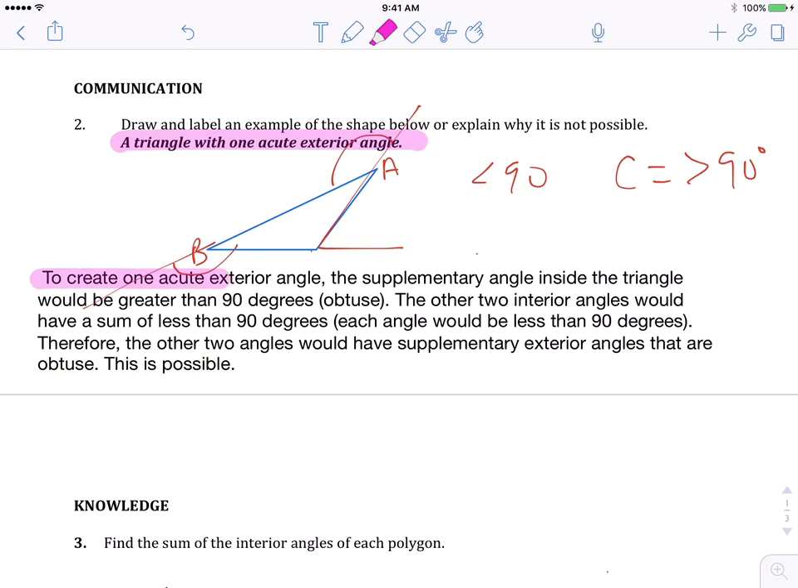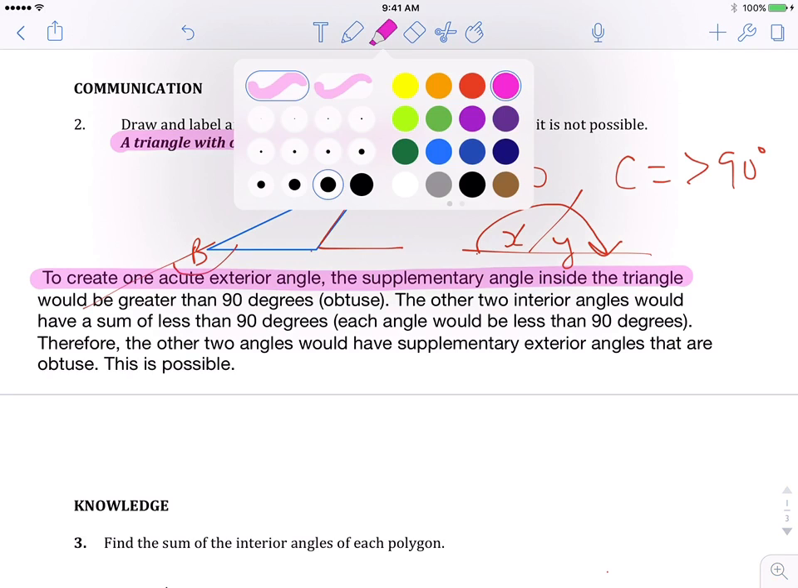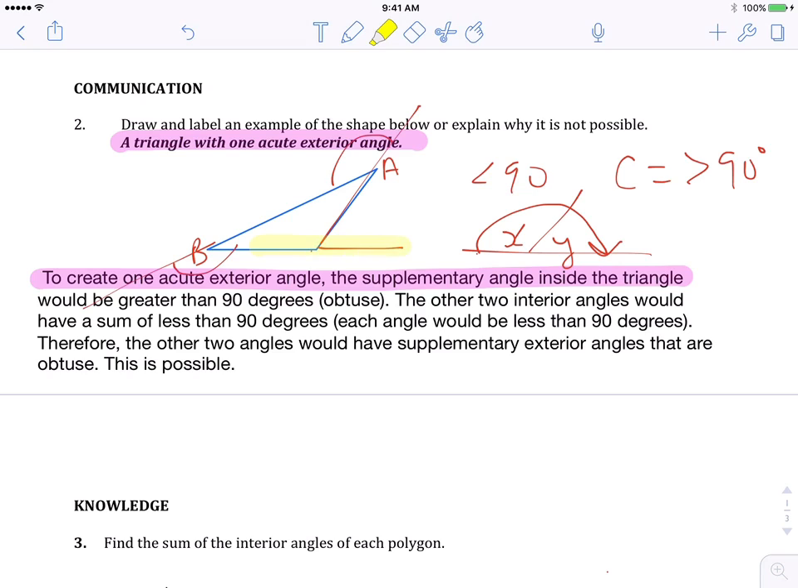So I've given you the reason why to create one acute exterior angle: the supplementary angle. Again, remember, supplementary just means this. You have two angles, let's call this X, let's call that Y. These two angles together add up to 180 degrees. And that's what you get over here. You get a supplementary angle. And I can call this interior one X and that one Y, but they add up to 180. Okay?